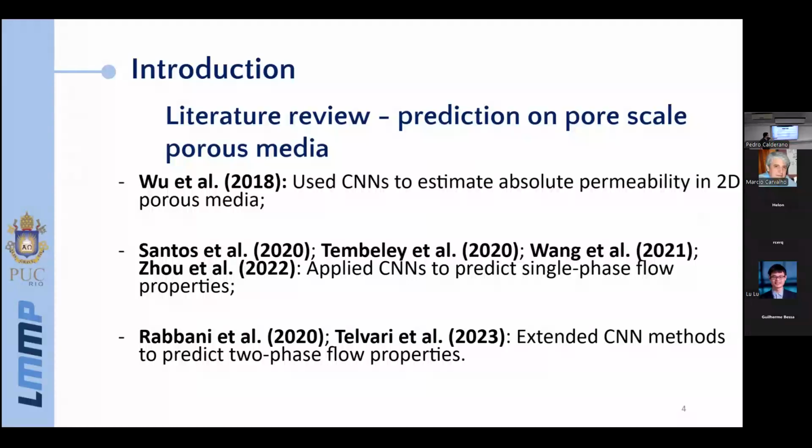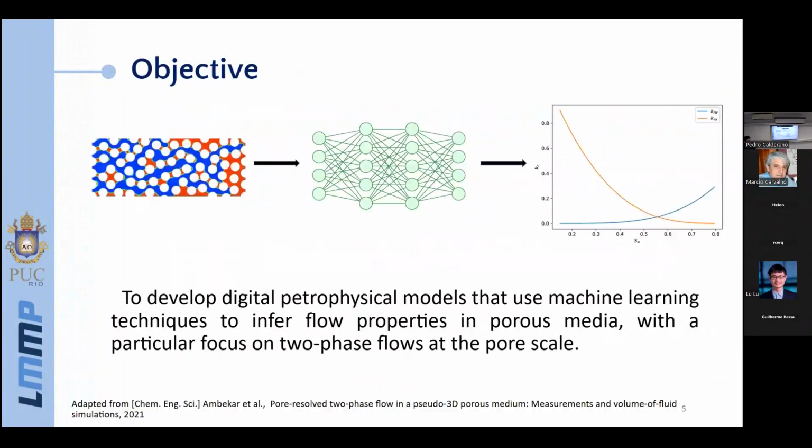I also showed the works of Rabbani and Tembely. They extended CNN methods to predict two-phase flow properties. Here, I'm trying to extend these works and explore a little bit more about the prediction of two-phase flow on pore-scale porous media. My objective here is to develop digital petrophysical models that use machine learning techniques to infer flow properties in porous media, with a particular focus on two-phase flows at the pore scale.